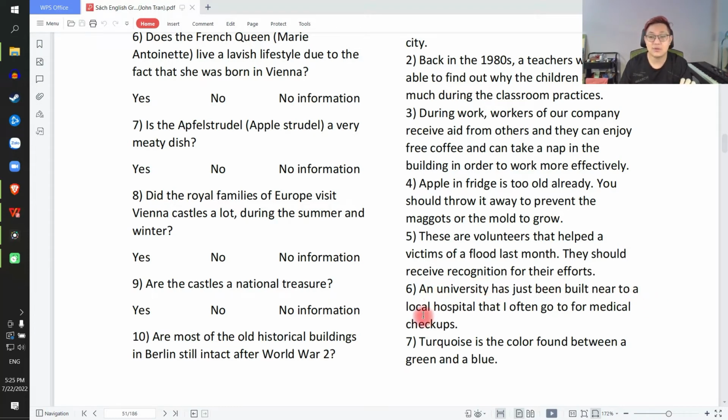Còn cái chỗ này là the local hospital, và mình nói rõ là cái bệnh viện địa phương nào, đó chính là cái bệnh viện mà tôi thường đi khám sức khỏe. Cho nên phải có the ở đây.